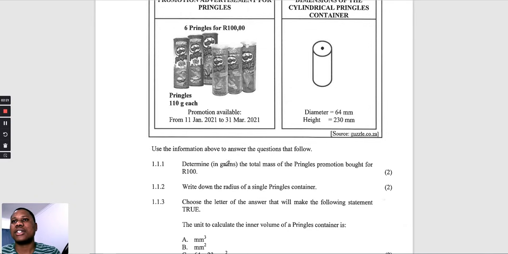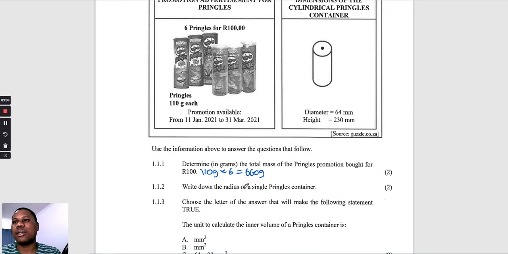Okay, so now they say determine in grams the total mass of the Pringles bought on promotion for 100 rand. Remember, in the promotion it was for 6 Pringles, and they say one Pringle has a mass of 110 gram, so there will be 6. So the mass of all the Pringles that will be bought on promotion is going to be 660 grams. Okay, then you will get yourself 2 marks.